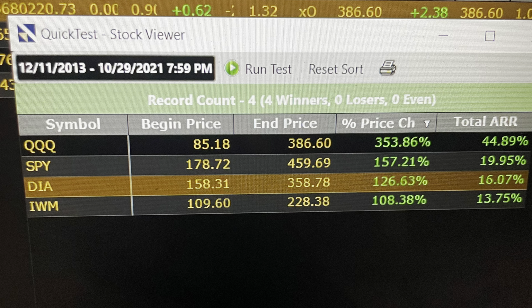The Dow Jones, 158.31 to 358.78 for a return of 126.63%. Then we have the Russell, IWM, 109.60 to 228.38 for a return of 108.38%. And that's the patent play. Okay, so you would have made some serious money, okay, holding that for just about 8 years. Okay, so that's something for y'all to think about.